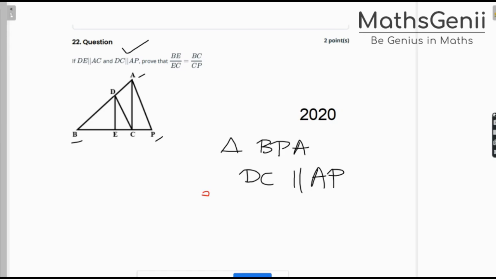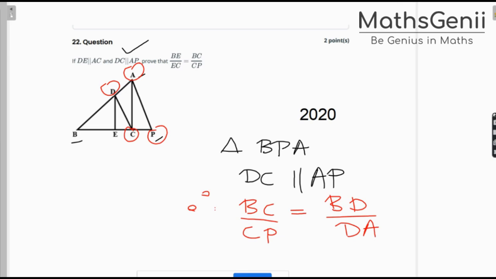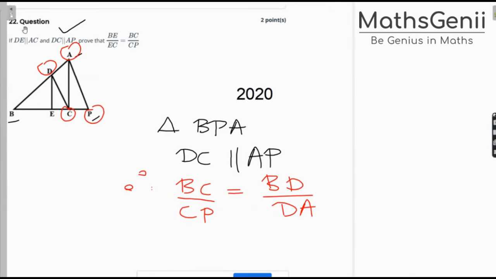So what does that mean? Therefore, I just showed you the property. In triangle BPA, DC and AP we are looking at. So BC upon CP will be equal to BD upon DA, right? This was one triangle that I told you to look at. Now look at the second triangle, triangle BCA.